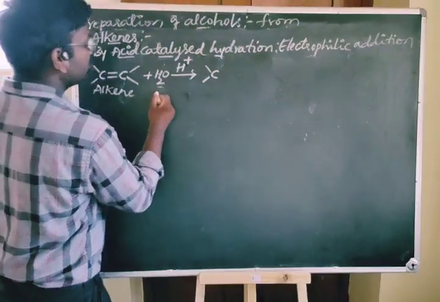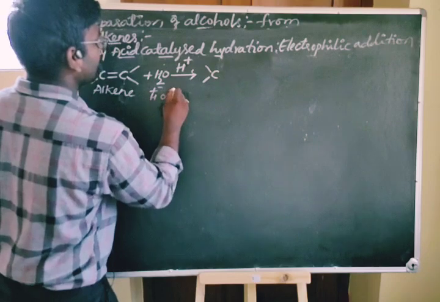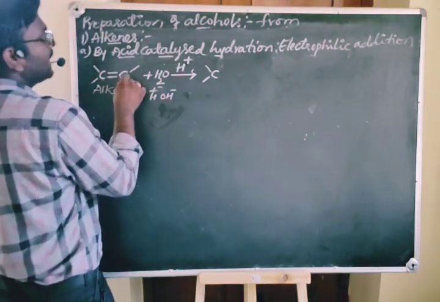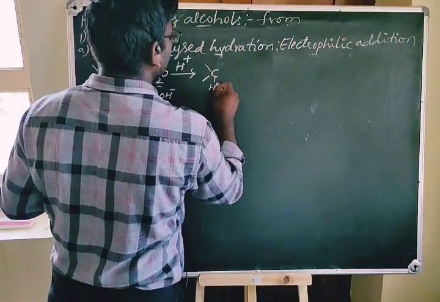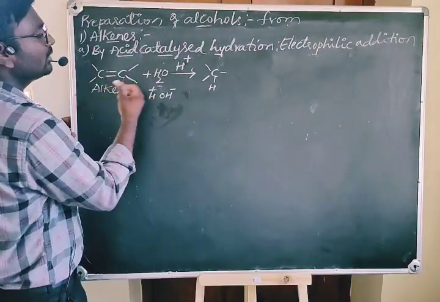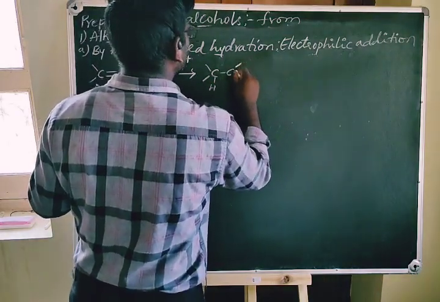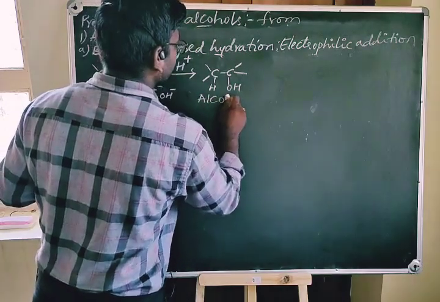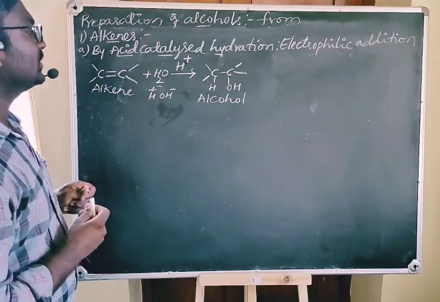For example, H2O is nothing but H plus ion and OH minus ion. If the H plus ion attacks this carbon, OH minus will attack the other carbon. So you will get hydrogen here and a single bond C. During the addition reaction, the double bond will be converted into a single bond. So now we get a compound like this. Now this is an alcohol. Now why is it called an electrophilic addition reaction?